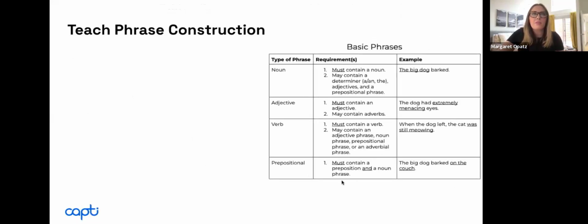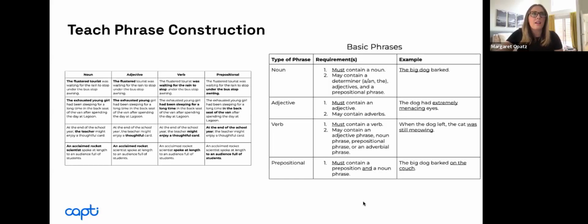So another thing that we can do is teach phrase construction. So these are just 4 basic phrases. You can teach students how noun phrases, adjective phrases, verb phrases, and prepositional phrases, how they are constructed. And then what they can do is start to recognize those within the text.